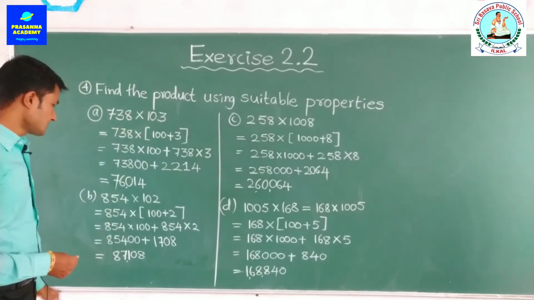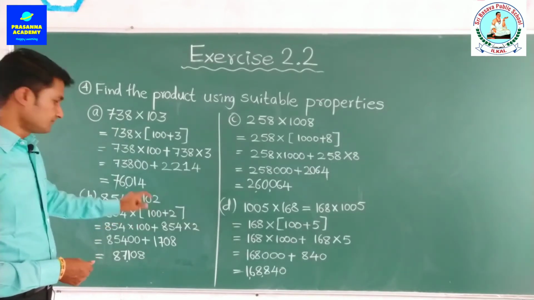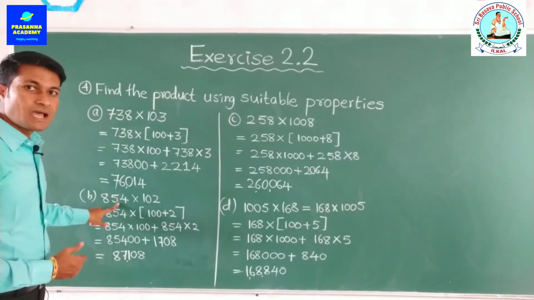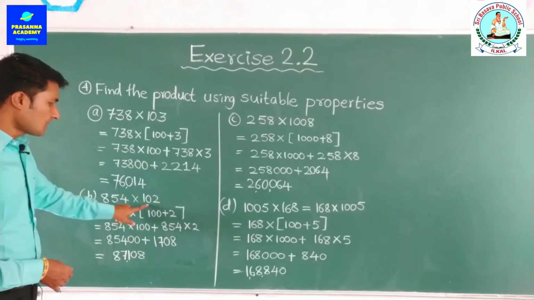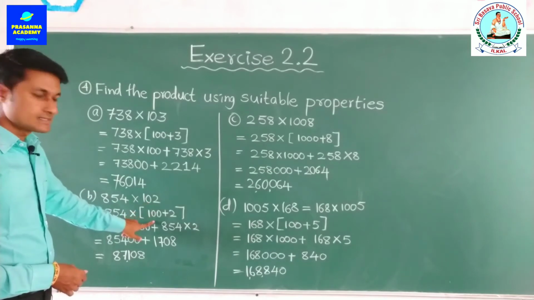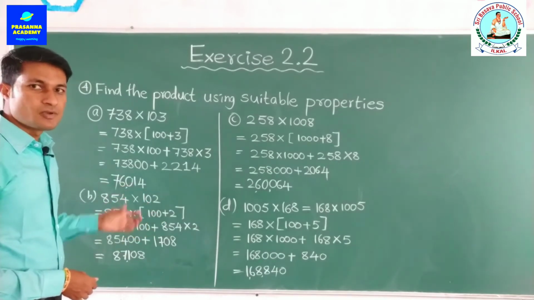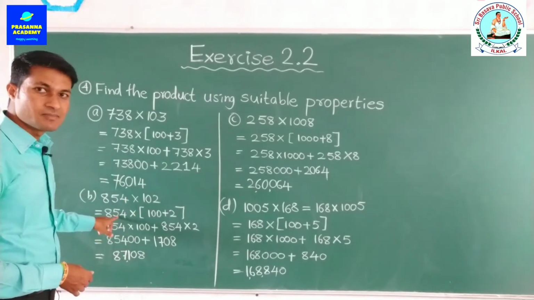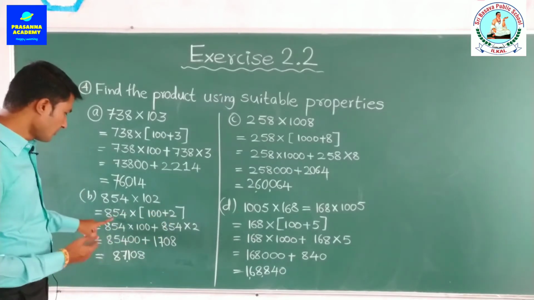Let's move on to the next question, that is 854 times 102. Here, as I said in the previous problem, I am not going to simplify 854, I write it as it is, but there is a chance for me to break this 102 like this, that is 100 plus 2. So now you can easily apply the distributive property over here. You have to multiply this number with these two addends separately, which are kept in the bracket.